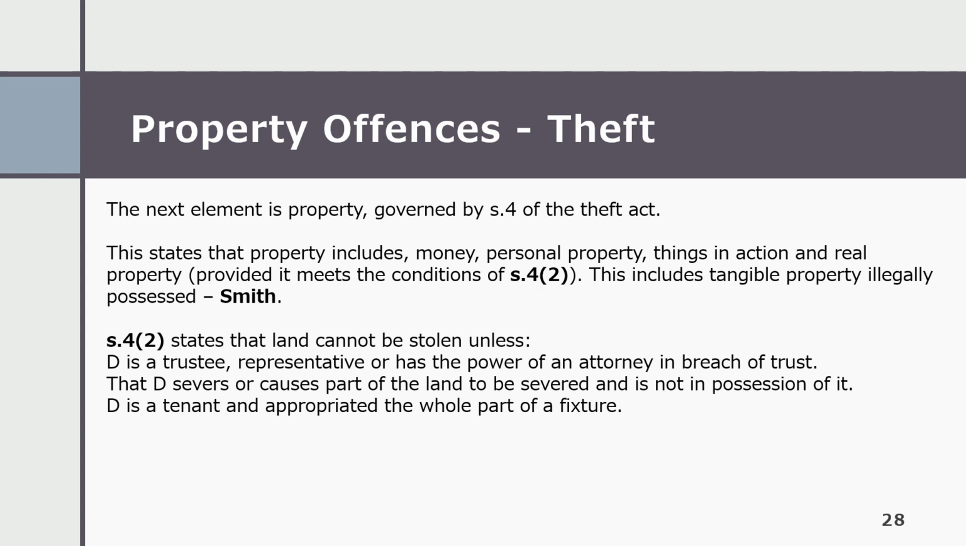So the next element is property, governed by Section 4 of the Theft Act. This states that property includes money, personal property, things in action, and real property, provided that it meets the conditions of Section 4, subsection 2. This includes tangible property illegally possessed, seen in the case of Smith. Section 4, subsection 2 states that land cannot be stolen unless D is a trustee, representative, or has the power of an attorney or breach of trust; that D severs or causes part of the land to be severed and is not in possession of it; or D is a tenant and appropriated the whole part of a fixture.